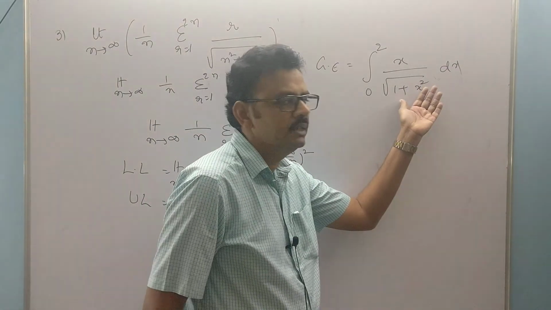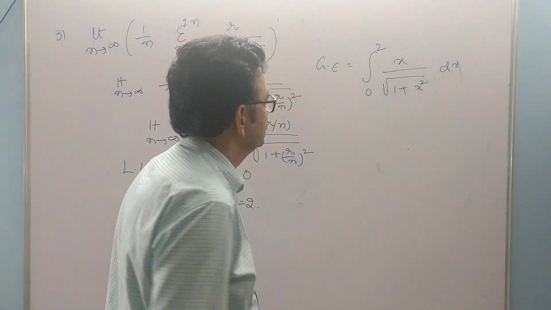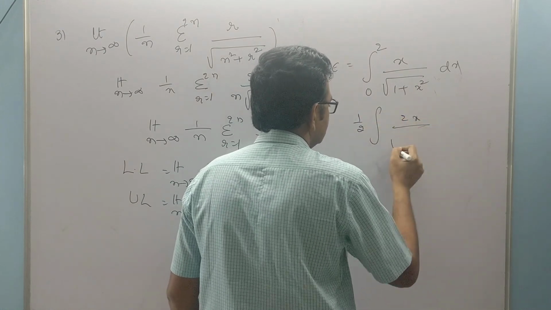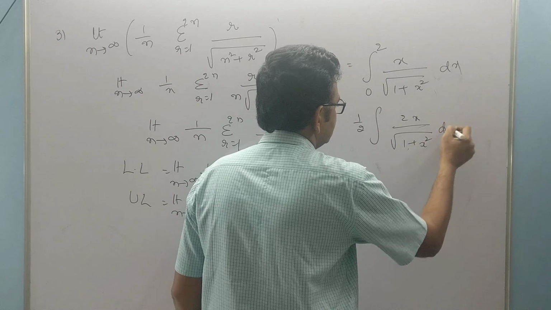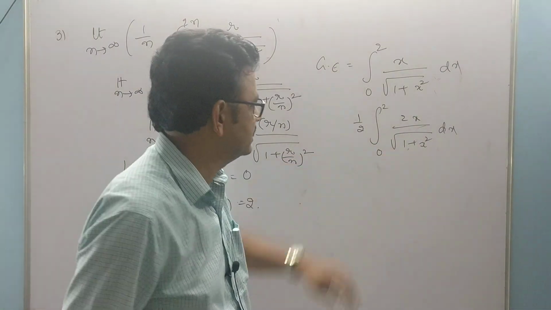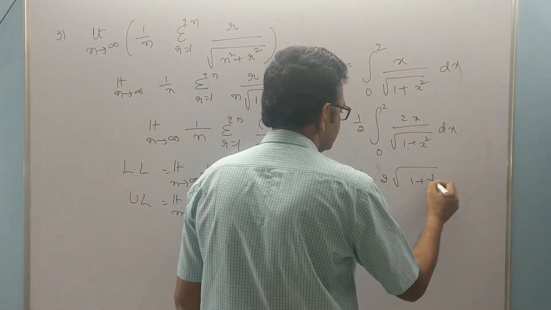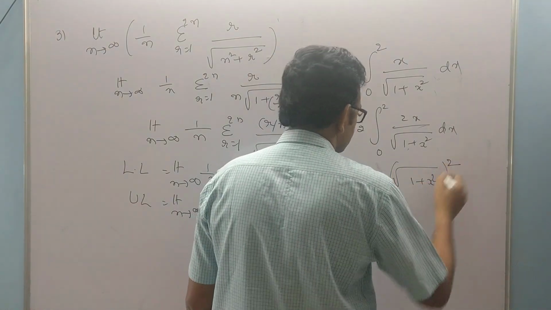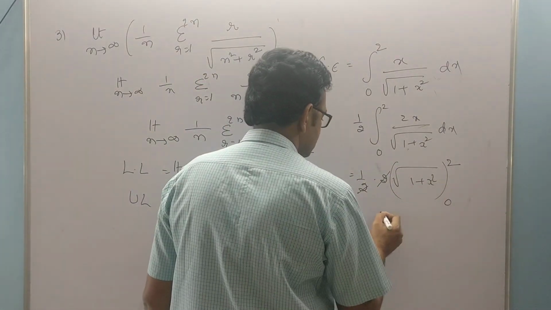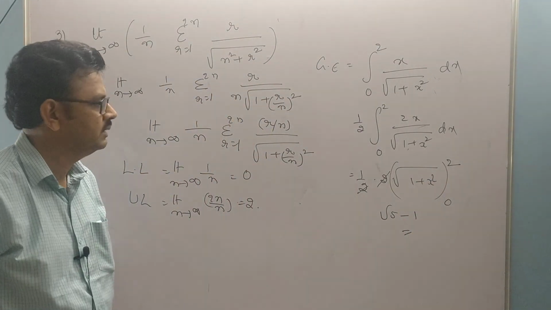Now we know this formula: the integral of f dash x by root f of x is 2 root f of x. So multiplying and dividing by 2, 1 by 2 integral 2x by root of 1 plus x square dx, limits from 0 to 2. So f dash x by root f of x gives 2 root f of x, and the 2s cancel. Now applying the limits, this is root 5 minus 1, so root 5 minus 1 is the answer.